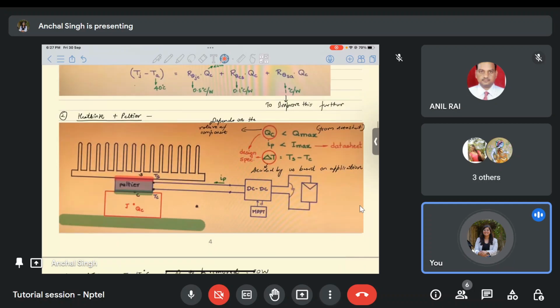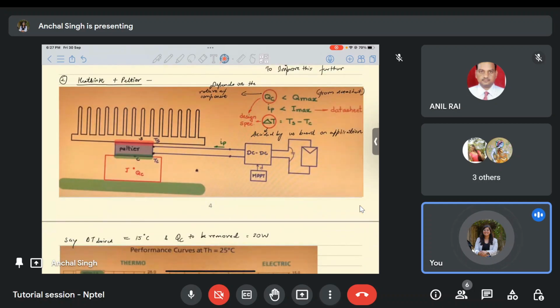In order to further improve this, we could put a Peltier, or we could put a fan here. So there are a lot of ways to do it. Let us try to use a Peltier here. Now what will the Peltier do here? The green junction of the Peltier, that is the cold junction, we will put on the side of the component, and the hot junction we will put on the side of the heat sink, so that the Peltier will pump the heat from this hot component into the heat sink.